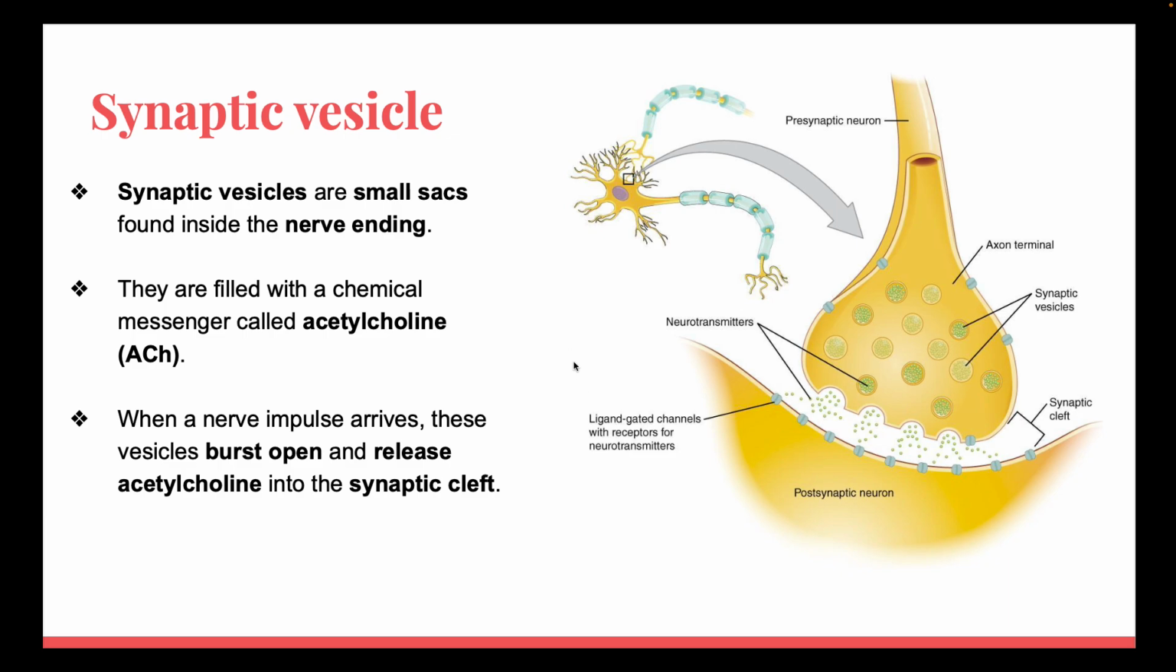So whenever a neuron wants to transfer a message to any part of the body, it gives an impulse through the neuron. And when this impulse arrives at the axon terminal, it makes the vesicles burst open, and it releases this acetylcholine into the synaptic cleft. That's the space. And then you see these ligand-gated channels, which will also absorb this and bind to it and move on to the next step.